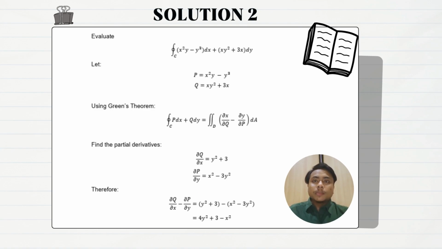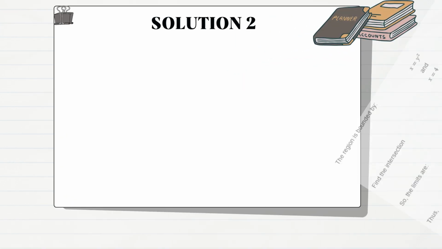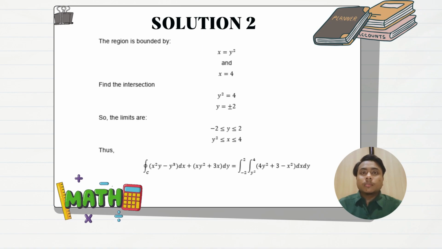First, I identify P and Q from the given line integral. Then I apply Green's theorem, which converts the line integral into a double integral. Next, I calculate the partial derivatives. The integrand becomes 4y squared plus 3 minus x squared. Next, I determine the region bounded by the parabola x equals y squared and the line x equals 4. Their intersection gives y equals plus or minus 2. Therefore, the limits are negative 2 to 2 for y and y squared to 4 for x.